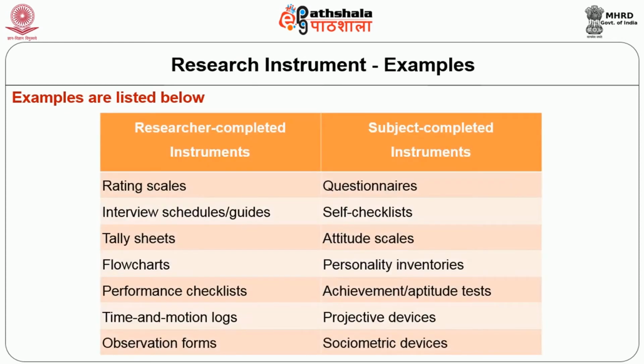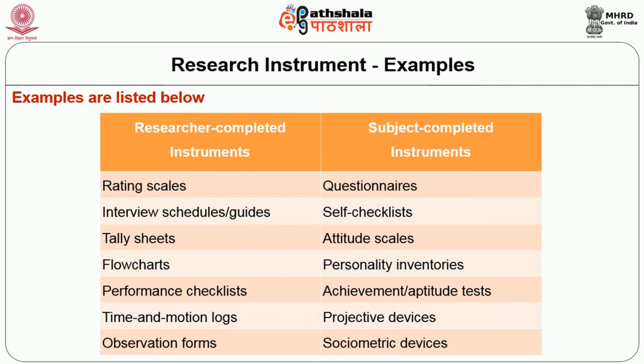Some examples are listed below. The researcher completed instrument can be the rating scale, while the subject completed instrument can be a questionnaire. The researcher completed one can be an interview schedule, it can be a tally sheet or a flow chart, while the one completed by the subject can be a self checklist, an attitude scale, a personality interview.